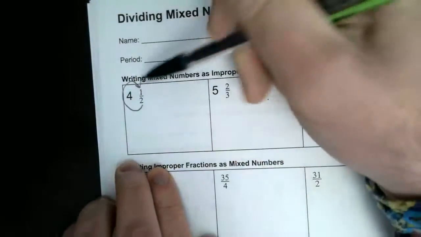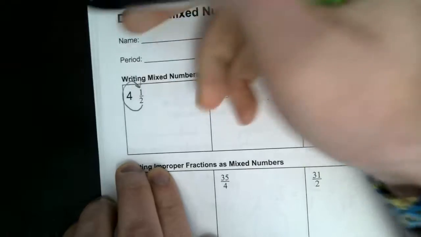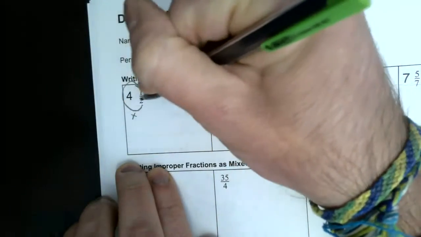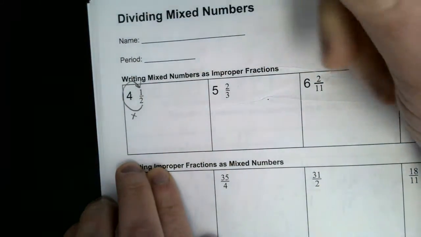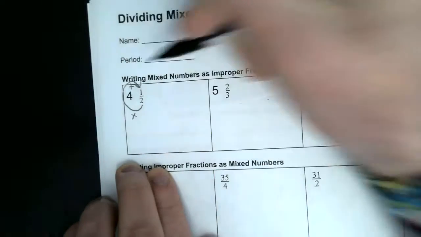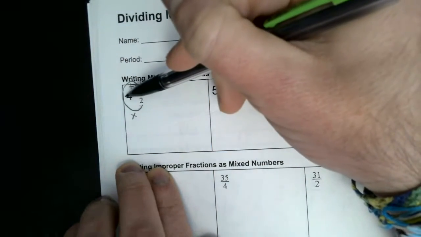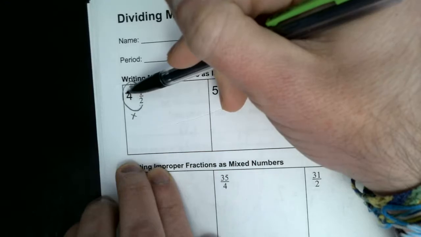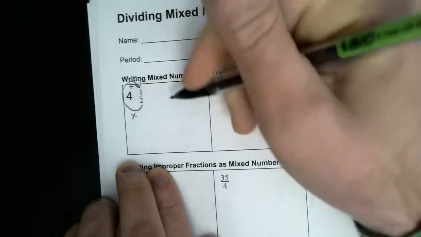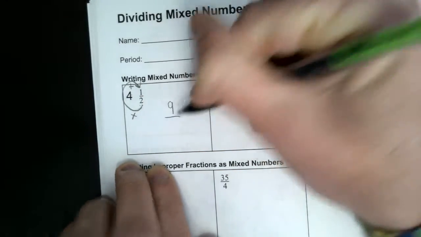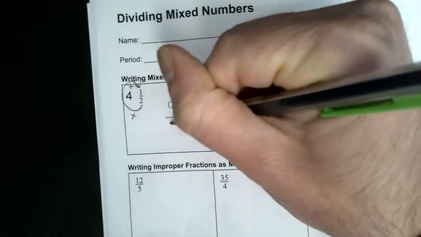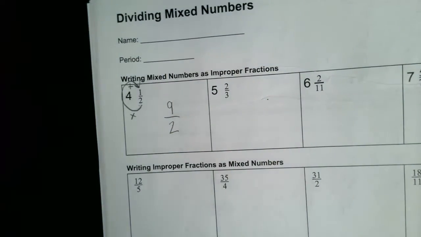So to change this mixed number to an improper fraction, I'm going to multiply the denominator by the whole number, and then I'm going to add the numerator. Well, 4 times 2 is 8, plus 1 is 9, and then we're going to keep the denominator. So 4 1/2 is the same thing as 9 halves.